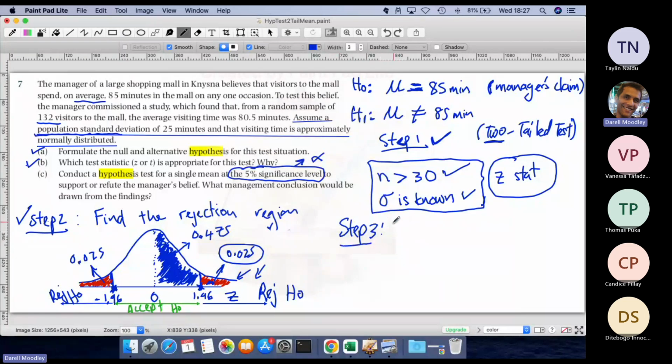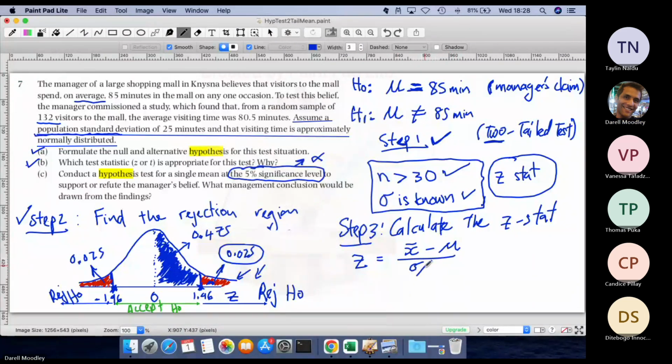Step 3 is to calculate the test statistic, the Z stat. We use the formula which is in your formula sheet, which is this: Z equals X bar minus mu, all over sigma over square root n. You don't have to memorize this formula. It's given to you in your formula sheet. All you have to do is substitute values into this equation. The values for everything in this equation are given to you in the text.